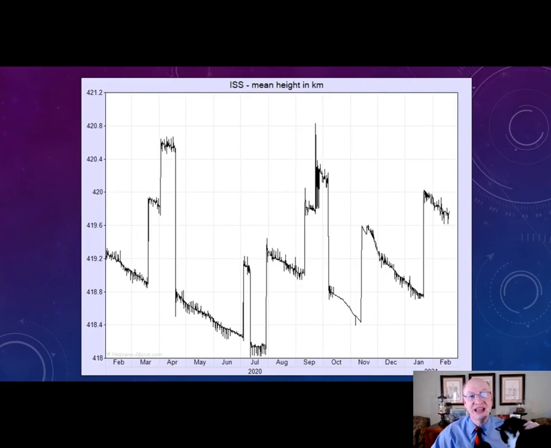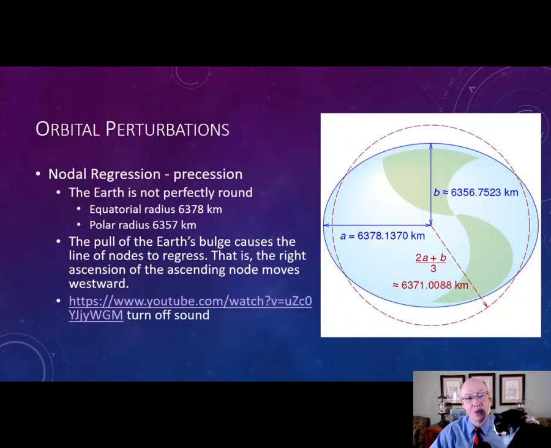Now, orbital decay is not the only thing that affects a satellite. There are other orbital perturbations as well, as we call them. And one of the most important ones is called nodal regression. It is a tilting of the orbit, or I shouldn't say a change in the tilt. The inclination stays the same, but the orbit wobbles around. Okay? So let's talk about what causes this before we go into the details of what it looks like.